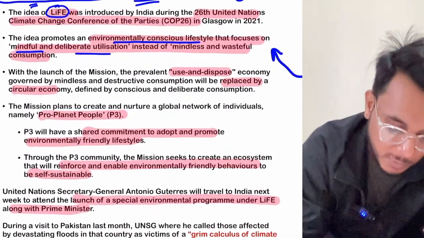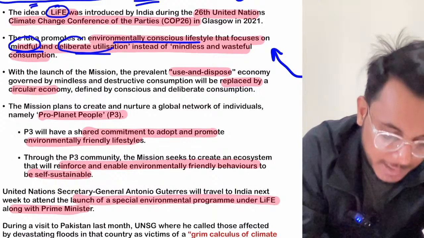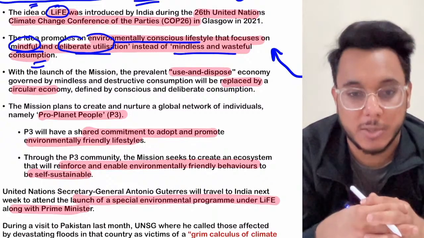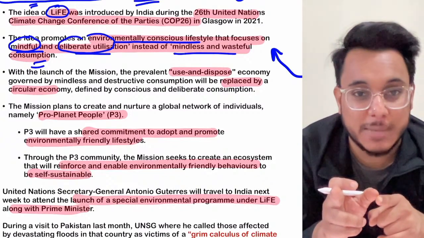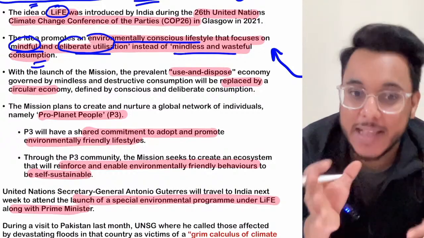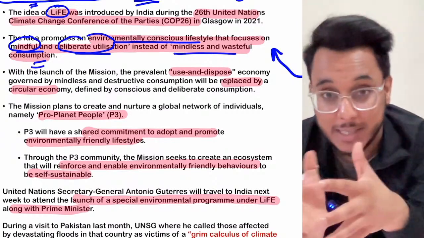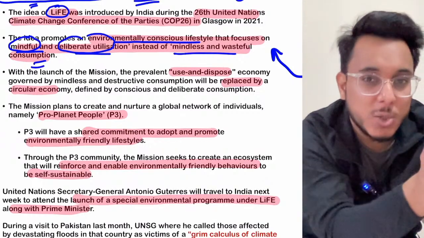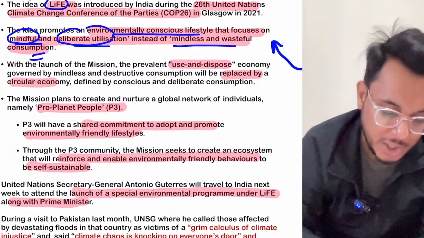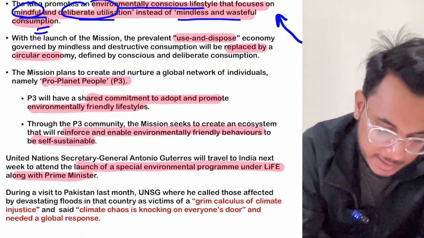So in this LiFE movement, there will be mindful and deliberate utilization of resources instead of mindless and wasteful consumption. Now, guys, mindless consumption is a core pillar of consumerism. Today, the consumerism that is there wants you to consume more and more. So we will go beyond consumerism and become more conscious in our consumption so that the environment doesn't come under pressure.